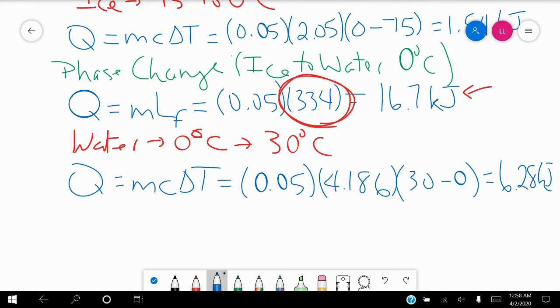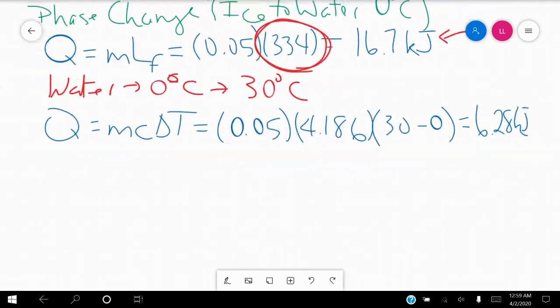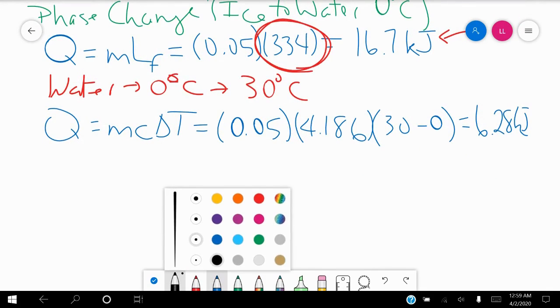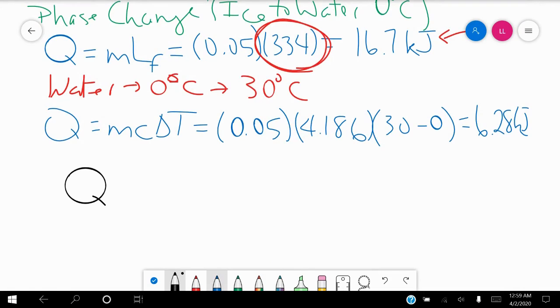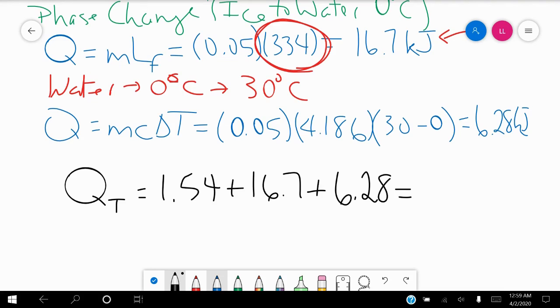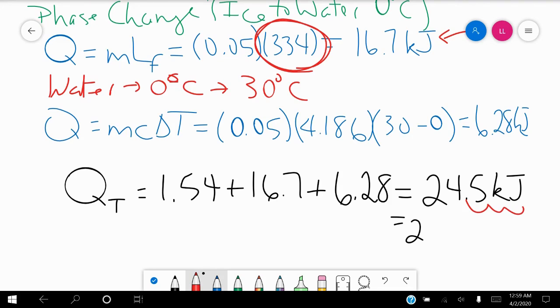Sorry about that. And now all we have to do is go back to our original. All right, we said that the total heat was just simply the sum. So Q total is just Q1, which was 1.54, plus Q2, which was 16.7, plus Q3, which is 6.28. And so it gives us a total heat added of 24.5 kilojoules, or if we move it 3 spaces, 1, 2, 3, 24,500 joules.